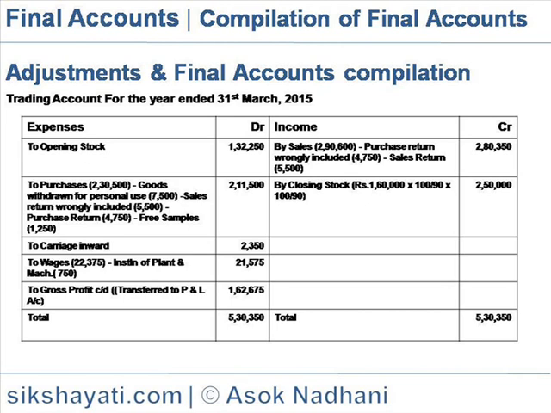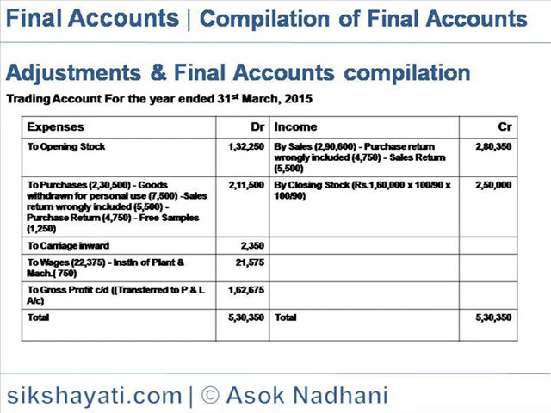So on the income side, sales is 2,90,600, from which the purchase return wrongly included, 4,750, and the sales return, 5,500, are reduced. So the net amount comes to 2,80,350. The closing stock is to be computed from the drawing power. Drawing power is 90%, 1,60,000. So that gives a figure of 2,50,000 as the closing stock.